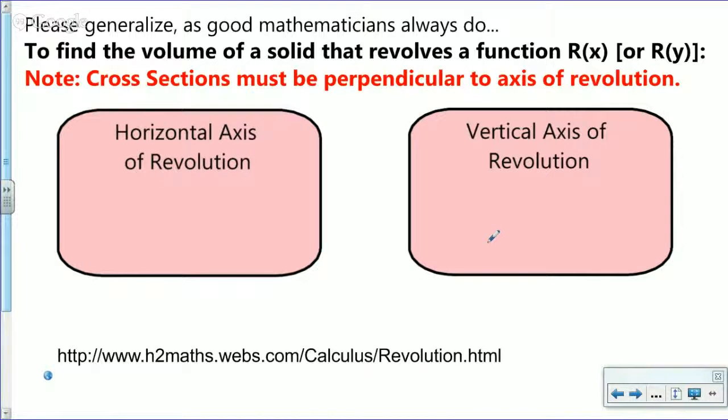Okay, so let's generalize. If I want to find the volume of a solid that revolves some function r of x, like that sinusoidal function we had, or if I want to do a vertical axis of revolution, if I have a relation r of y, then I want to generalize the formulas here. One important thing to note: your cross sections always have to be perpendicular to the axis of revolution.